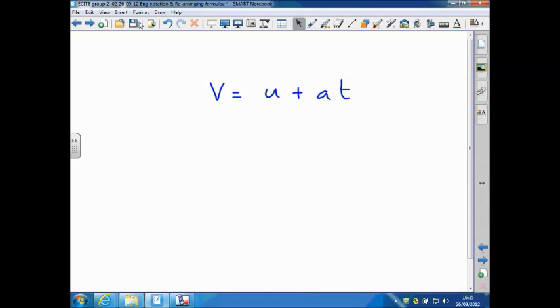A formula that you will become familiar with, I hope, to find the final velocity v, given the initial velocity u, the acceleration a, and t is the time. So they all represent numbers: the final speed, the initial speed, the acceleration as a number, and the time in seconds, say 30 seconds or something. So they're all numbers. At the moment it's set up to find v. I want to rearrange it to find u.